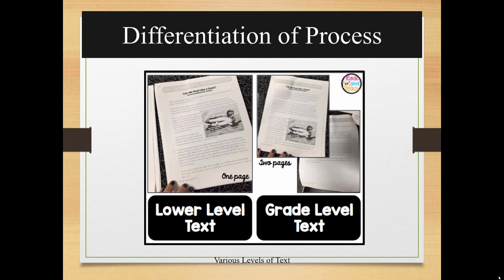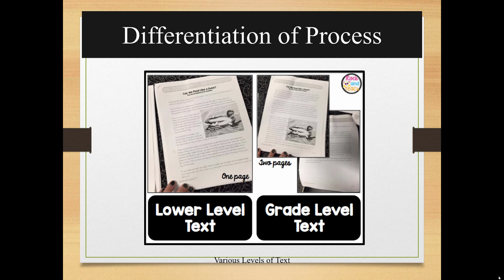Here's an example of differentiated text. In this example, both of these are teaching a student about ducks. The exact title of the article is Can We Float Like Ducks? If we look carefully at both of these pages, we can see that one has all the information fitting on one page, while the other one has all the information fitting on 2 pages.